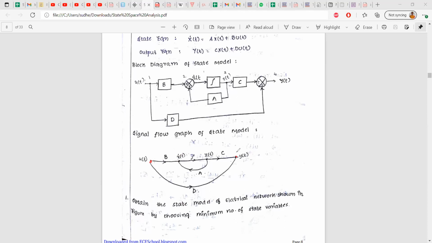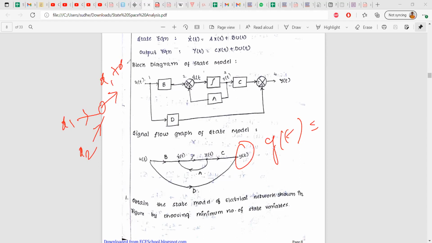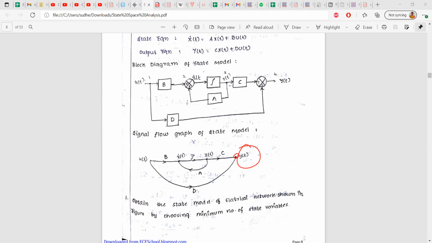So what is this node, input node or output node? Output node. What are the incoming signals? For an output node, if two signals x1 and x2 come in, the output of that node is x1 plus x2. Similarly, y of t is a node with signals c into x of t and d into u of t, so it is c into x of t plus d into u of t.